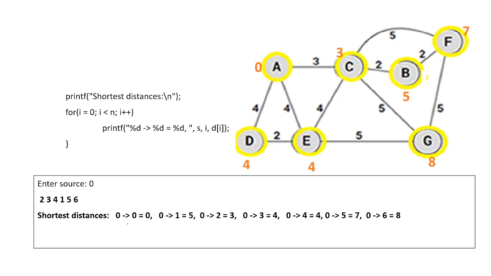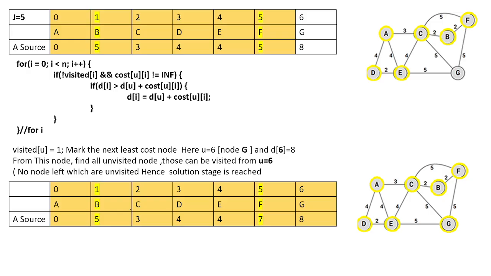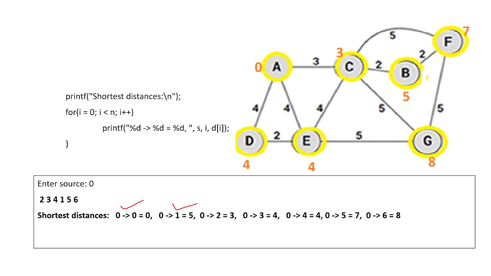So 0 to 0 cost is 0, from this table only. 0 to 1 is 5, 0 to 2 is 3, 0 to 3 is 4, 0 to 4 is 4, 0 to 5 is 7, and 0 to 6 is 8. So all these are the best value, the least value from the source node.